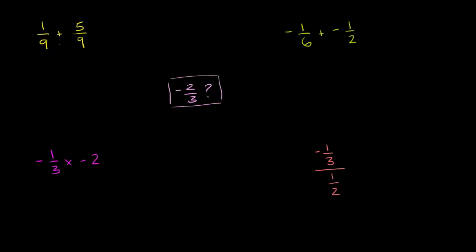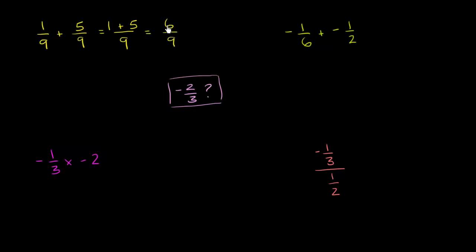So let's go to this first expression right over here. I have 1/9, and I'm going to add to that 5/9. So how many ninths am I going to have? Well, I had 1/9. Now I'm adding 5/9, so I'm going to have 6/9. If I have one of something and I have 5 more of that same something, so in this case that something is a ninth, 1/9 plus 5/9 is 6/9.